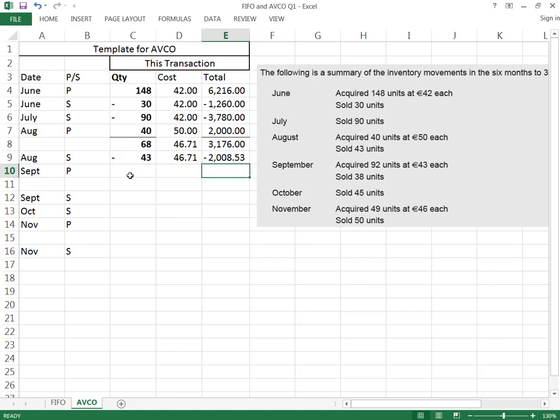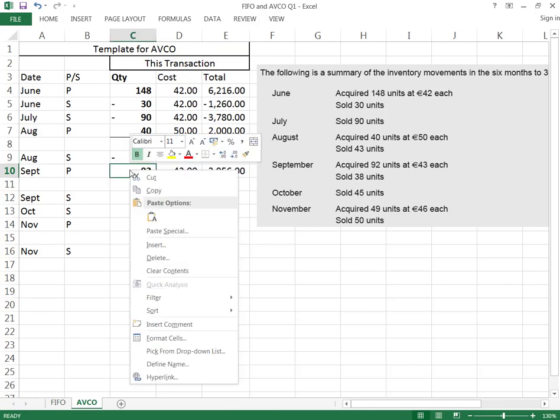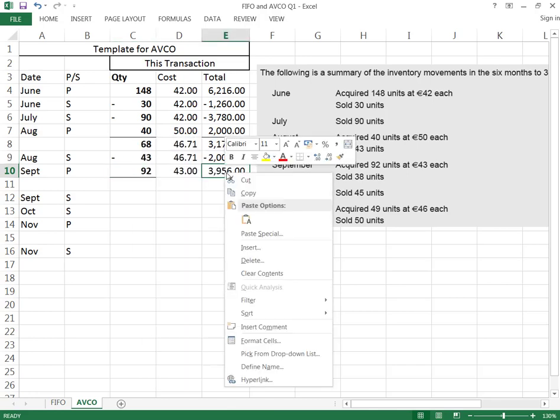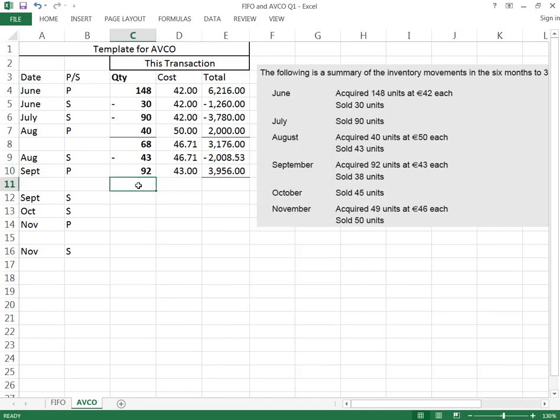Okay, then I've got a purchase again. Okay, and my purchase this time is my September purchase, 92 at 43. So the total that it cost me for those 92 was 3,956. So again, as I've said to you, every time you come to a purchase, you're going to total and get yourself a new average. So that's equal to 68 minus the 43 plus the 92, and the same here.